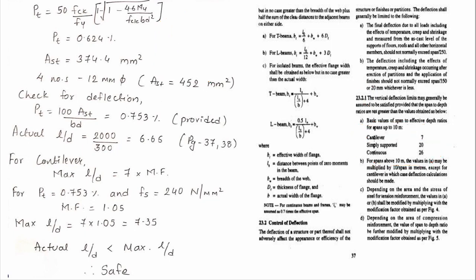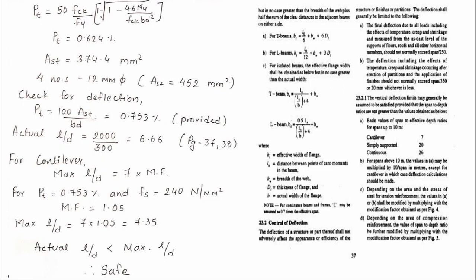Again, keep in mind, this is very important: there is a printing mistake in this code. It is not 7, 20 or 26; it is 7 times, 20 times and 26 times MF. You are not supposed to overwrite anything in your IS code, you just need to remember this. We will be solving many examples regarding this, so in the final examination you will be used to this equation. So our final equation will be 7 into MF. Now what is MF? MF stands for modification factor. Before going into that, first we check the L by D ratio.